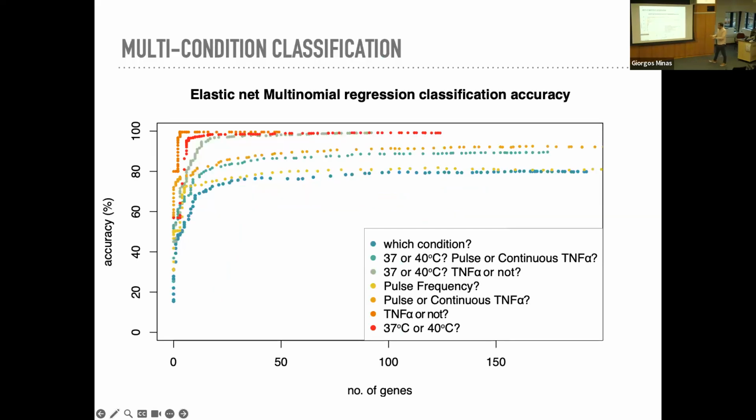We also combine conditions together. So say we put together all the 37 degrees or the 40 degrees and see whether we can distinguish temperature, essentially, TNF alpha or not. These two we can do very well. You get 100% precision with few genes already. And then as you go into more detail, you start making more mistakes.